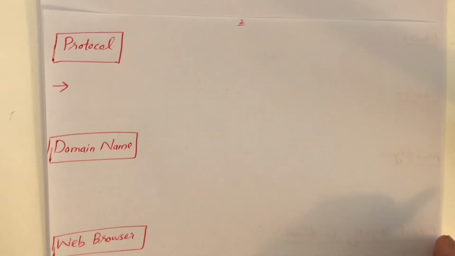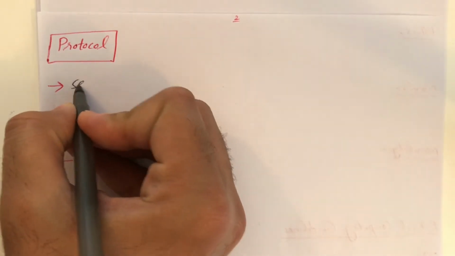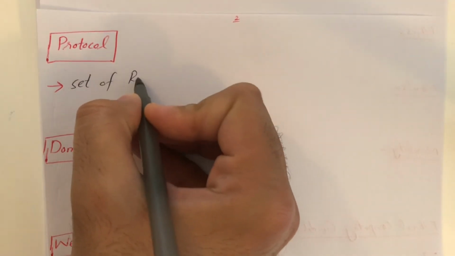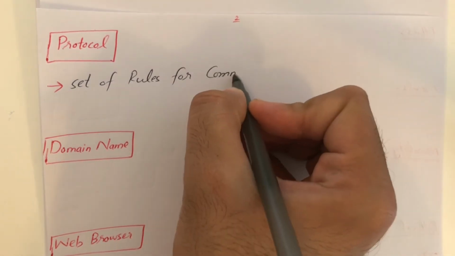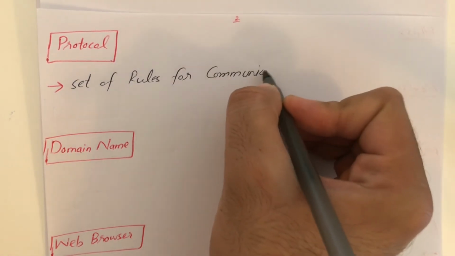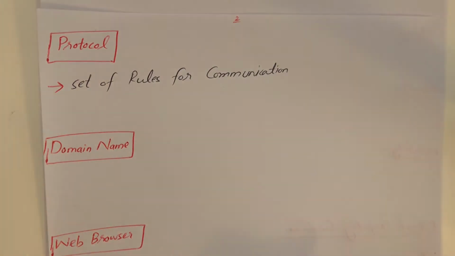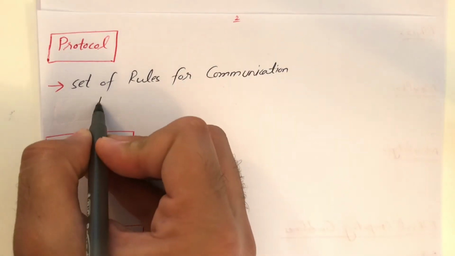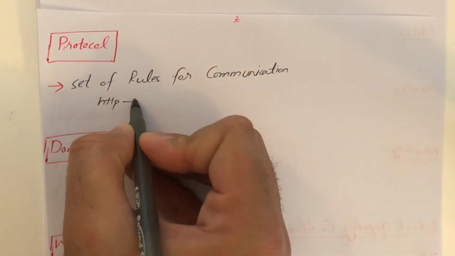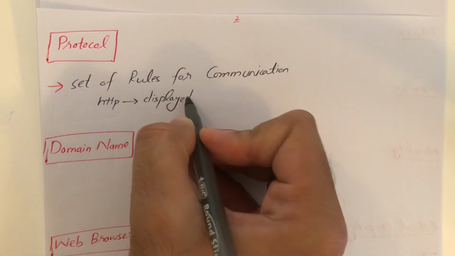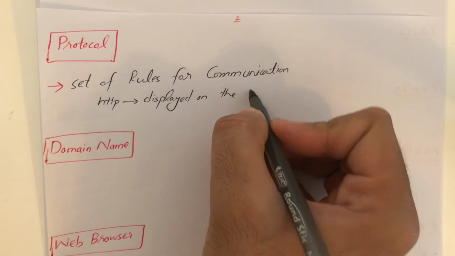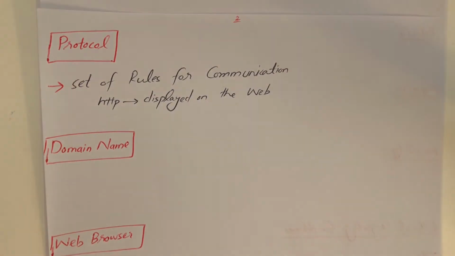Next is the protocol, like HTTP. Protocol is basically a set of rules for communication. The definition is set of rules for communication. This is called protocol. There are many protocols of web. The one which you have seen is HTTP. It defines how a page will be displayed on the web. Okay, on your computer, in fact.